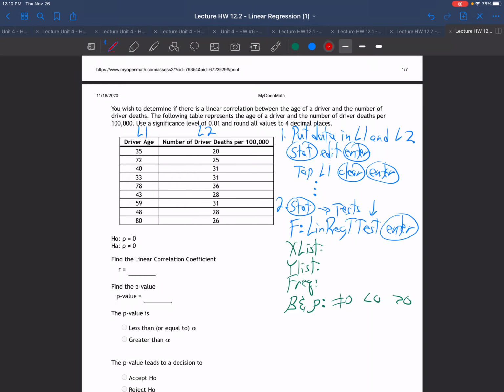Well, our X list is L1, this is L2. If you don't have L1, L2 there, you probably already do. You can just hit second and 1, second and 2. It's probably already there for you. What we're saying is that L1 and L2 are where our X values and our Y values are. And frequency, we always have that be 1. And we're going to choose whatever we have here, not equals, so this will be not equals 0. And then hit Enter.